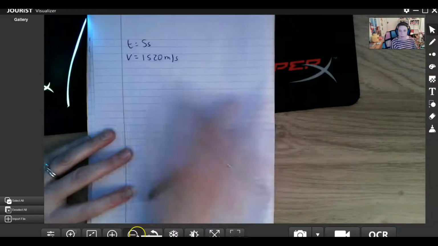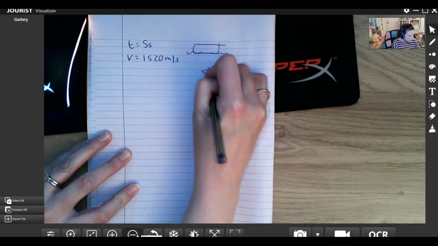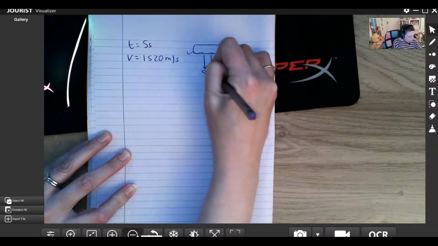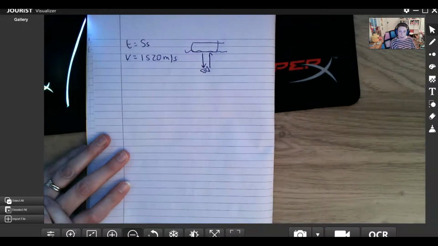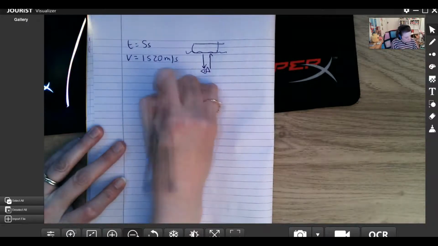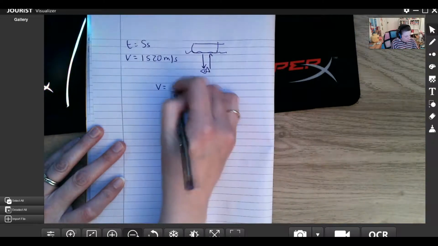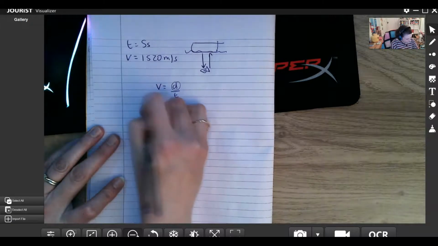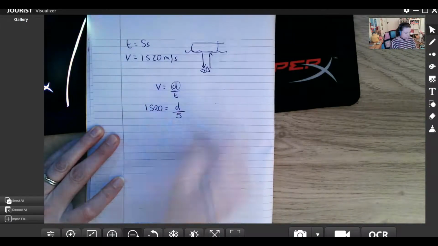So I wrote down that information. Basically we've got a boat on the water and it's looking at some fish down here. And it says it takes 5 seconds for the wave to come down to the fish and then get back to the boat. It would like to know how far away the fish are. So we're going to use speed equals distance over time, and we'd like to find distance. So we can sub in our values that we know. Our velocity is 1520, we don't know the distance, and the time is 5.